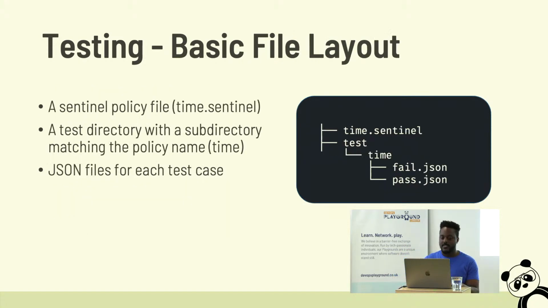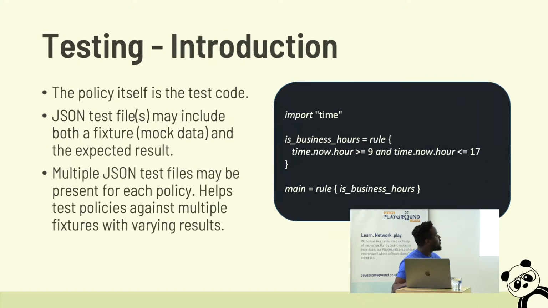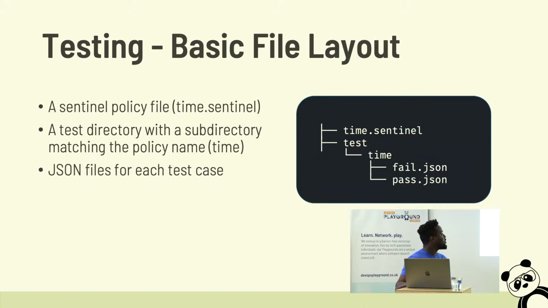And then testing basic file layout, as you can see here, we have this file here. The import time is actually, the policy that's running here is called time.sentinel, which you can now see here. And then in order to test this, you need to have a test folder. And then within the test folder, you should have the same folder that is referencing the same name as the time.sentinel. So that will be time. And then within that, you will have the fail.json and pass.json. So those are the test cases, basically.